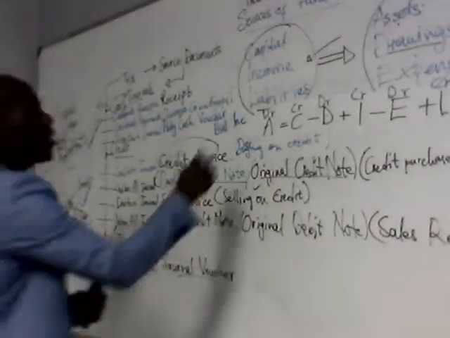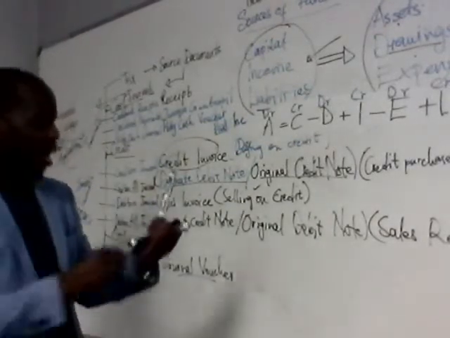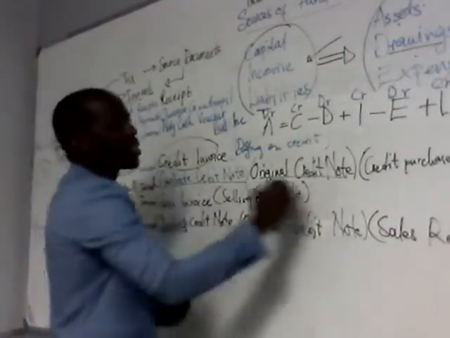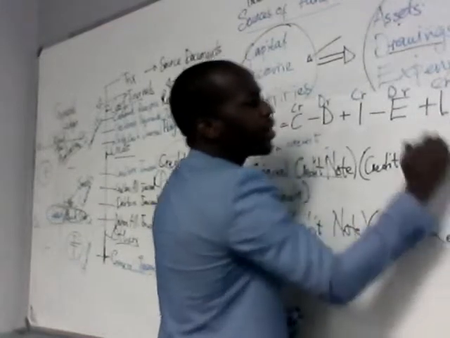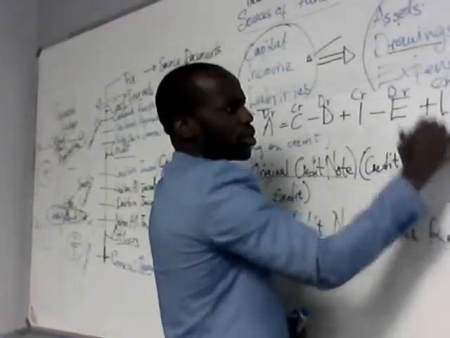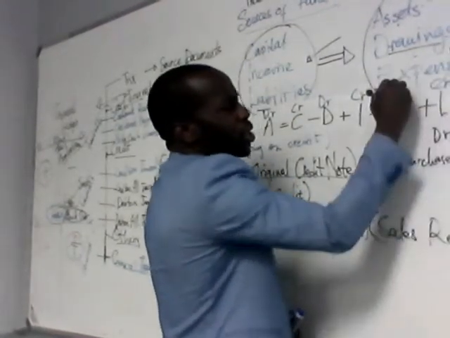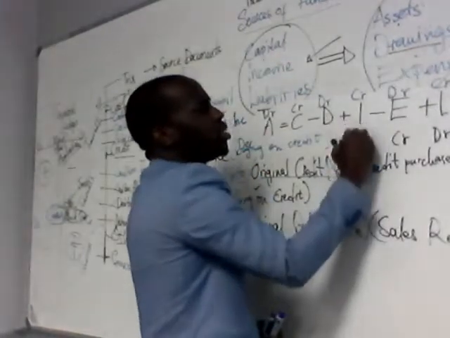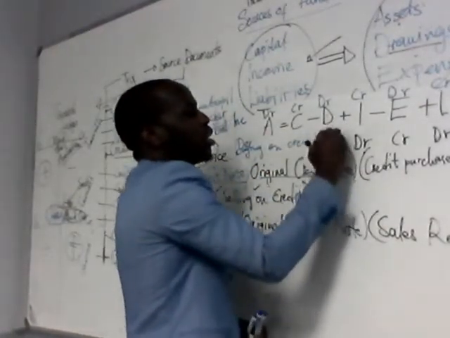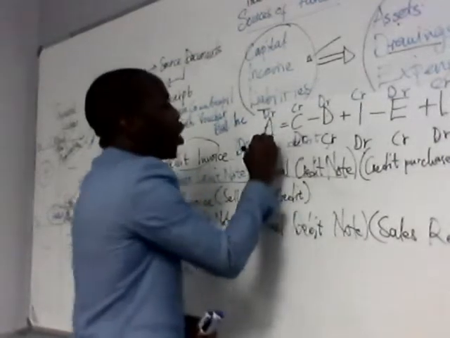Then we say the opposite will be decreases. Our decreases will be underneath. We've got credit, debit, credit. It's pretty much obvious what we are doing.